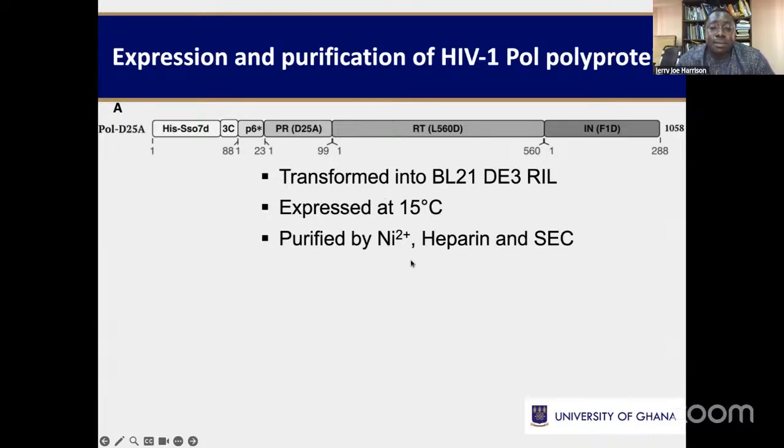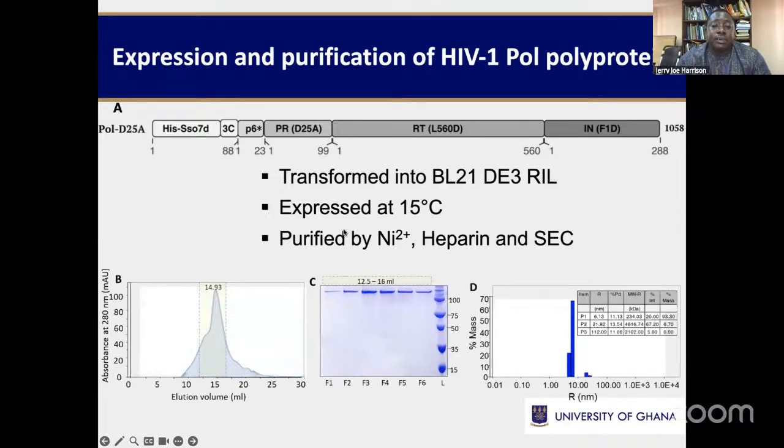expressing at 15 degrees Celsius. We could purify the protein by nickel, heparin, and gel filtration, and get very nice peaks from there. I'm just showing you the gel filtration profile because it gives us some indication of what we were to expect. The majority of the protein appears to be a dimer based on the calibration of this column. The protein looked very nice on the gel, and from the DLS experiment, the majority of the proteins corresponded to what the gel filtration was saying.